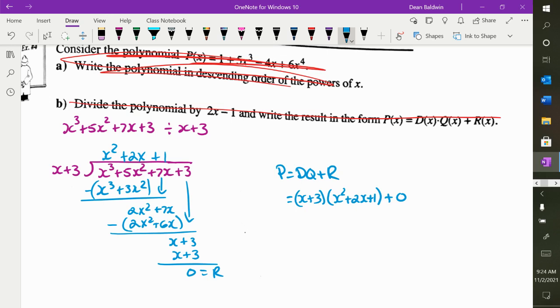X squared times x is x cubed. There we go. We're going to use synthetic today. We use synthetic when you have linear denominators. If you have nonlinear denominators, it goes x squared plus 2. Synthetic won't work, and long division is better. So if you're going to take calculus, you need to know both. You're only taking this one.